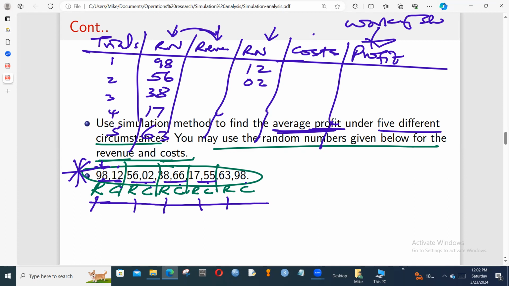Leave this column of revenue blank. Leave this column of cost blank. Just fill in the ones with the random numbers first. And you're talking of 5 different circumstances, because you can see these are 5 pairs, which I'm calling trials as well. I think that's now clearer. Yes. So let's fill in those 2 columns.